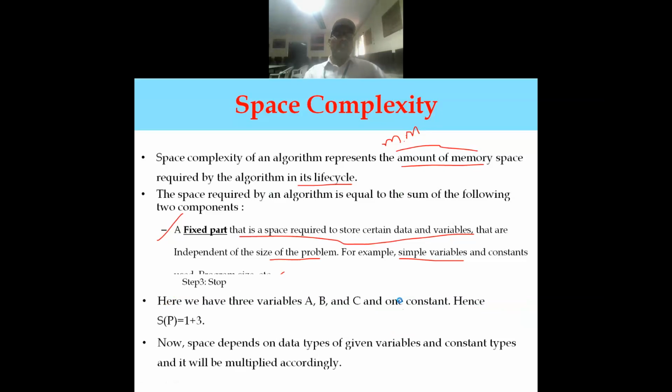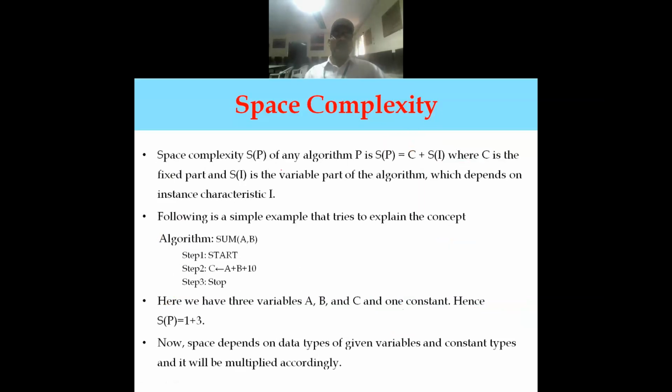Now the space complexity S(P) of an algorithm P is given as C plus S(I), where C is the fixed part and S(I) is the variable part of the algorithm, which depends upon the instance characteristics I. Following is a simple example that tries to explain the concept of space complexity.